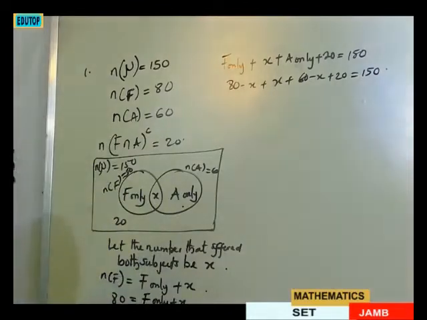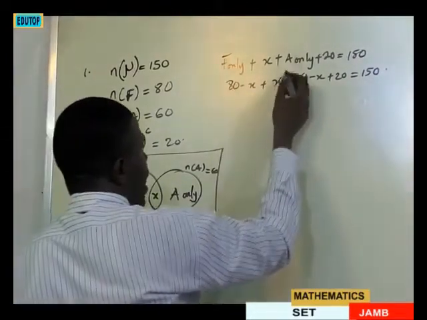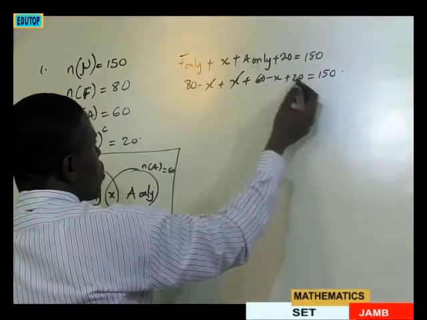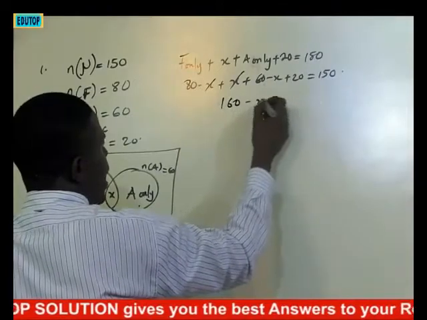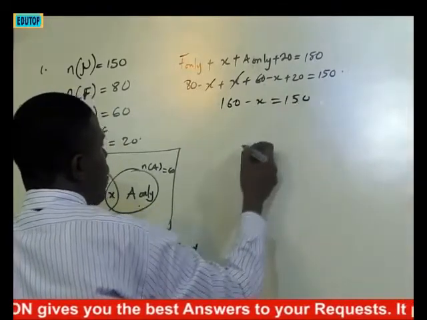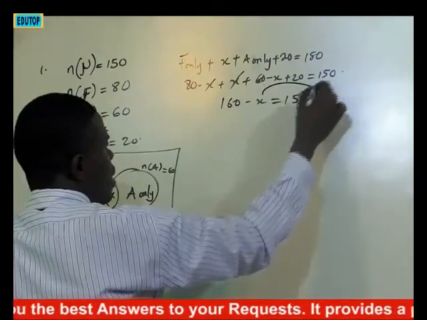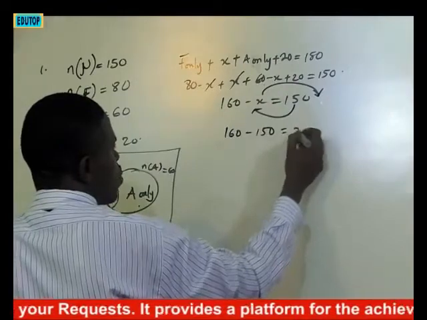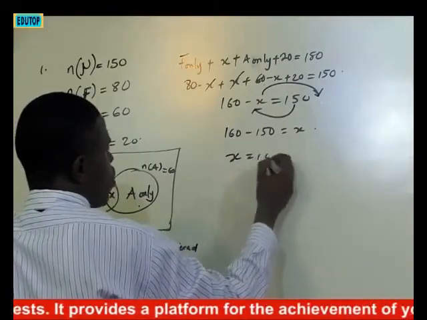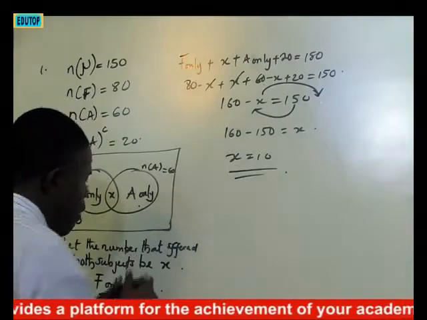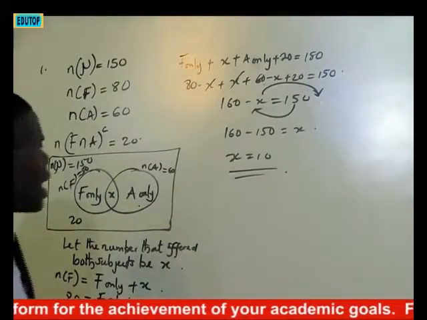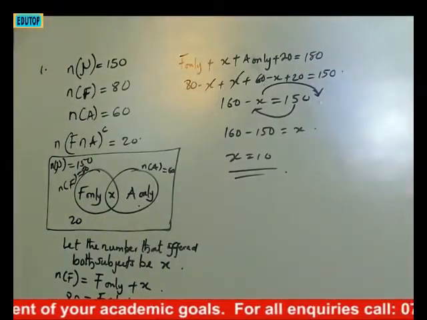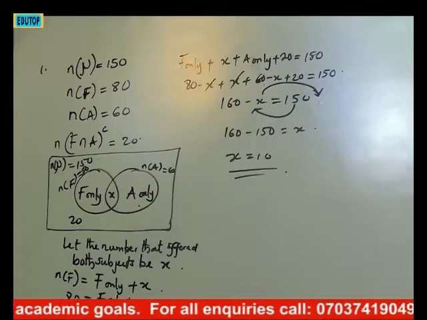So let's simplify. Minus X plus X will cancel out. 80 plus 60 is 140. 140 plus 20, that's 160 minus X equals 150. So definitely I move my X to this side and I move this to this side, and I have 160 minus 150 equals X. Therefore, X will be equal to what? 10. That means the number that offer both subjects will definitely be 10. And since the question asks us to calculate the number that offer both subjects, the answer to that very question will be option B.